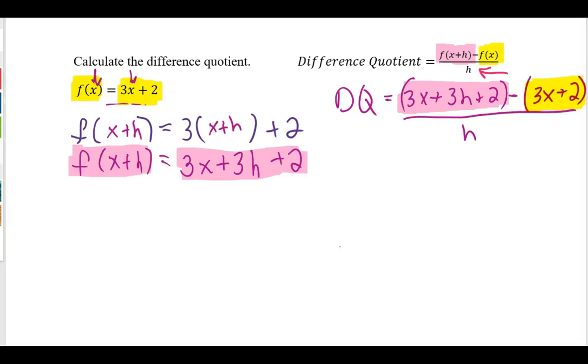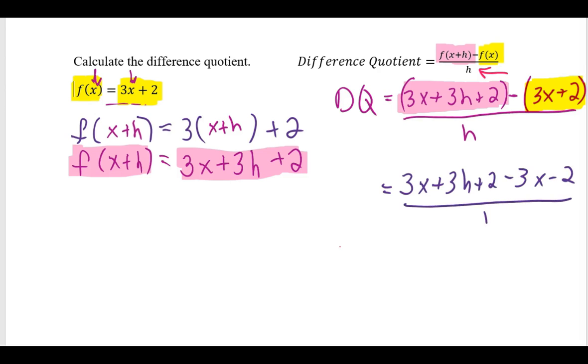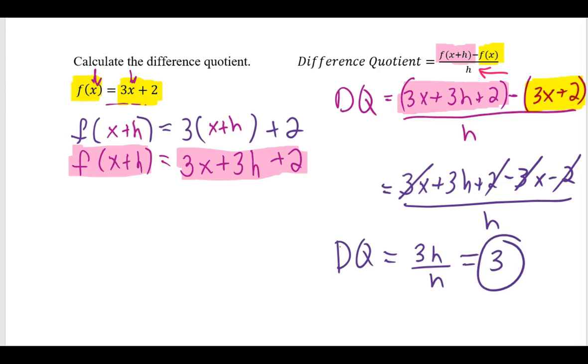Now, next, I'm going to simplify this. All I need to do is a simple subtraction of polynomials. Remember to distribute that minus sign. And then I'm going to combine any like terms. Well, I have 3x minus 3x, that's 0. And I have 2 minus 2, that's 0. So I'm left with 3h over h. And if I simplify this, it'll just become 3. So my difference quotient is simply 3.